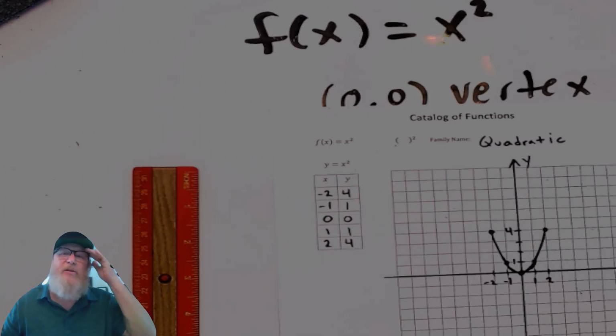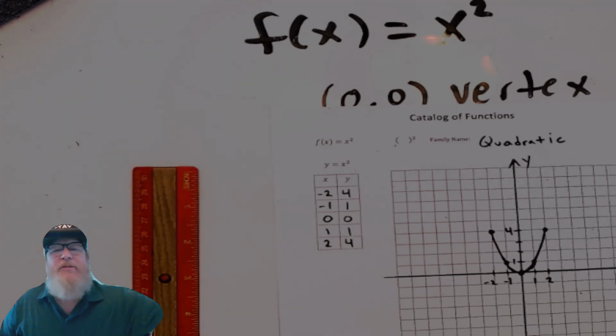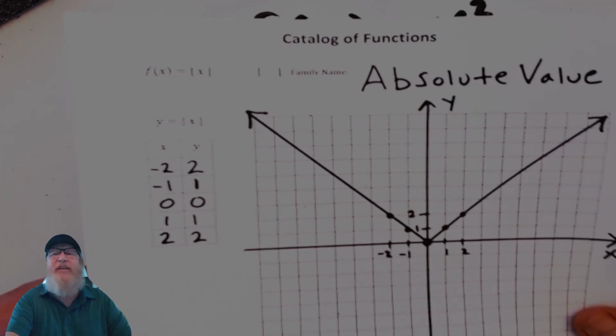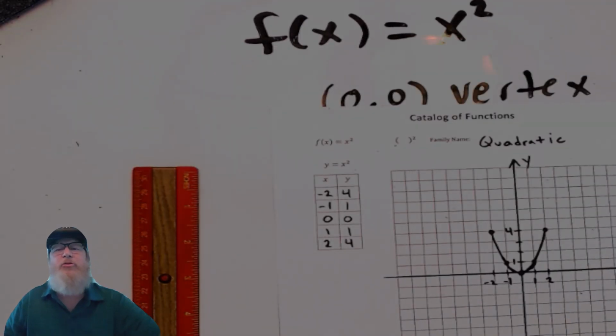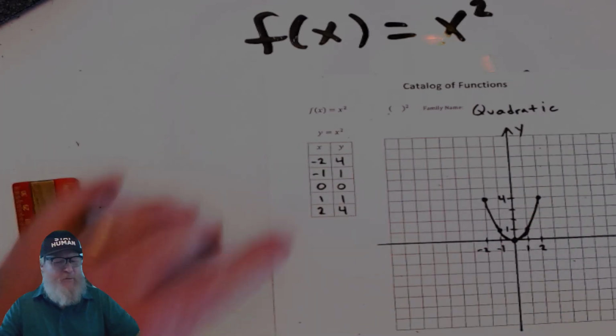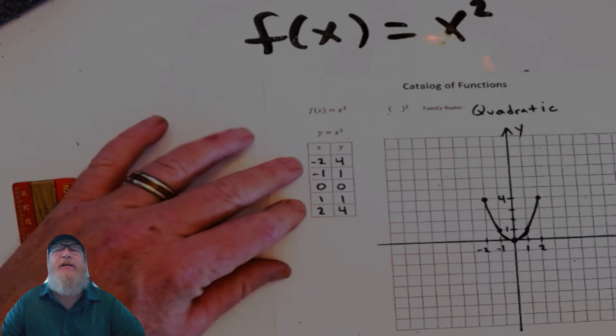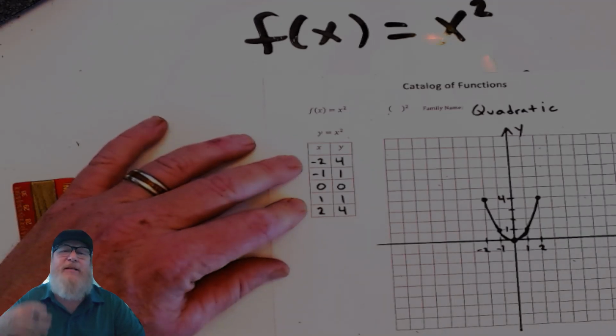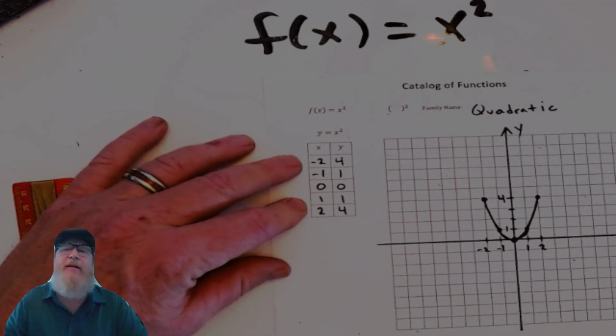I don't want it to look like the absolute value function. Just a quick review: the absolute value function has the shape of a V. The quadratic function has the shape of a U. So this is what you would get if you only considered the x values between -2 and 2. But as I mentioned earlier, you could plot additional points.